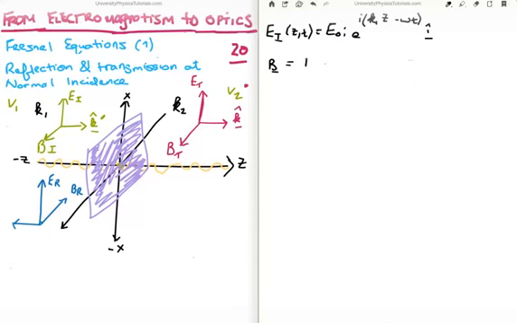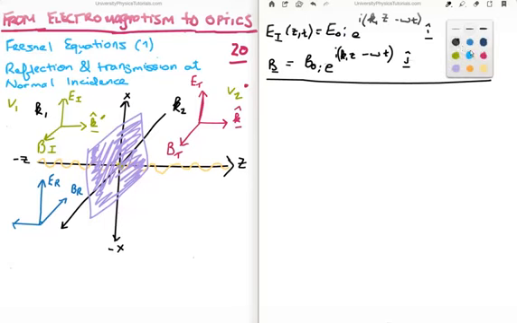What about the incident magnetic field? I'll just write it here, so it's B0 sub i. So it's e to the i k1 z minus omega t, and this time of course we know it's polarized in the j hat unit vector direction. So we now have our incident electric and magnetic fields. So let's do, I'll keep them black.